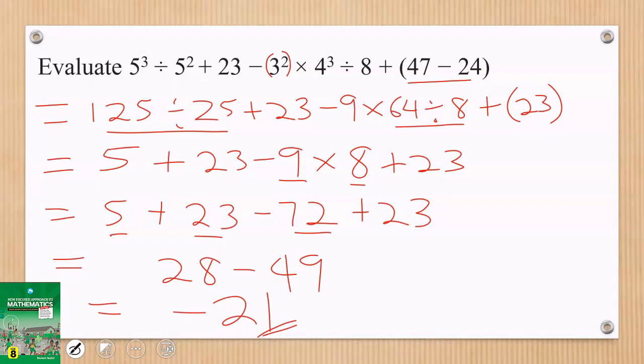I'm sure with this explanation and questions that we've solved so far, you'll be able to handle all other questions that are in relation to this.